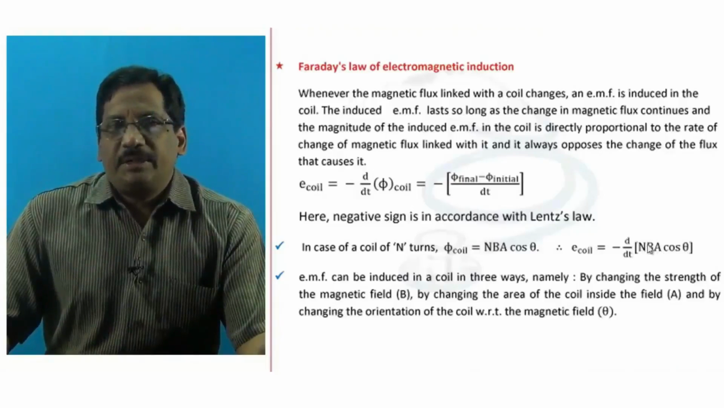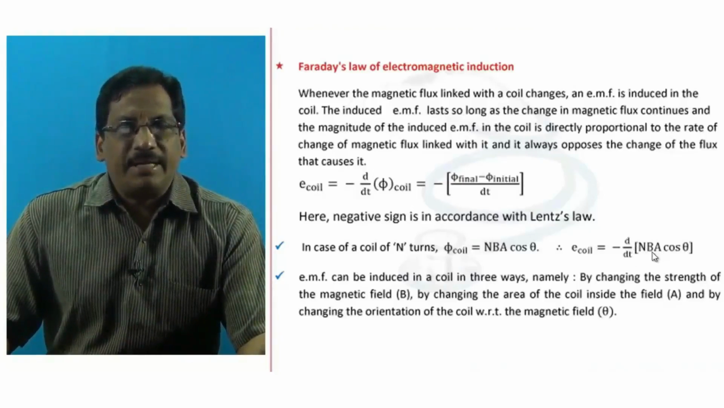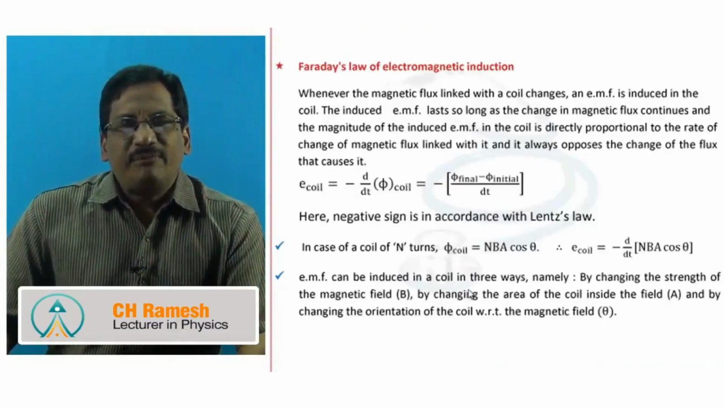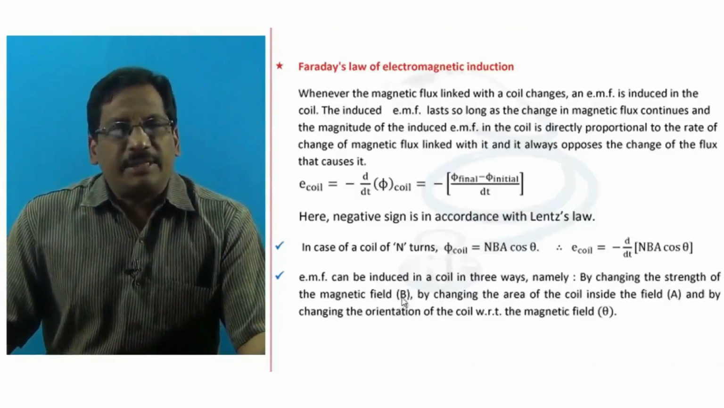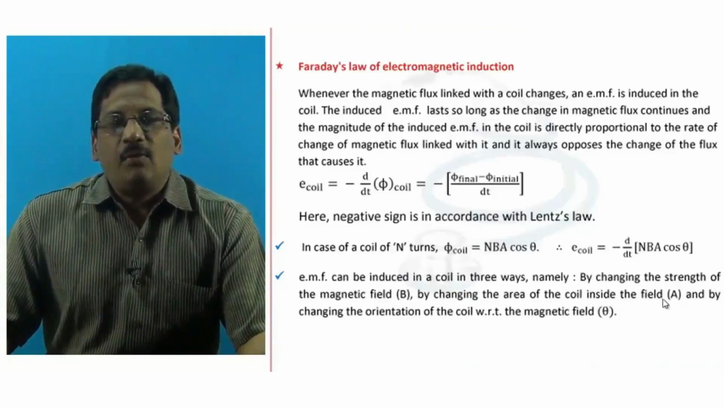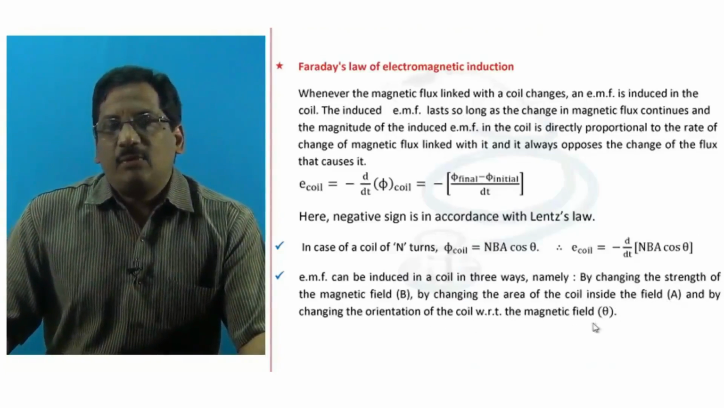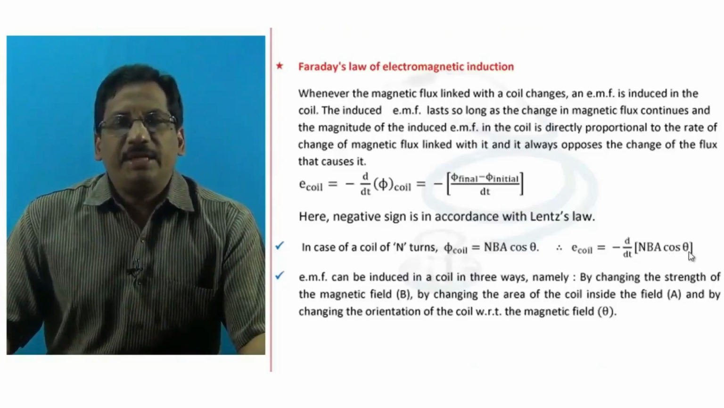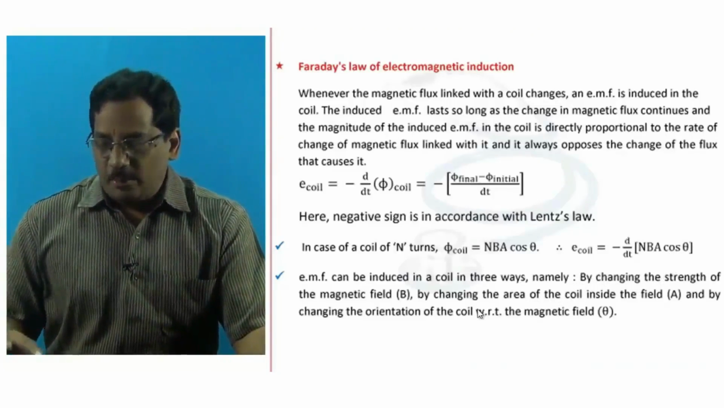So from this expression, for a coil of N turns placed in a changing magnetic flux, EMF can be induced in three ways: by changing the strength of the magnetic field, that is B, by changing the area of the coil inside the field, and by changing the orientation of the coil with respect to the magnetic field, that is theta. So B may be changing, A may be changing, and theta may be changing. For any of these reasons, EMF is possible in the coil.